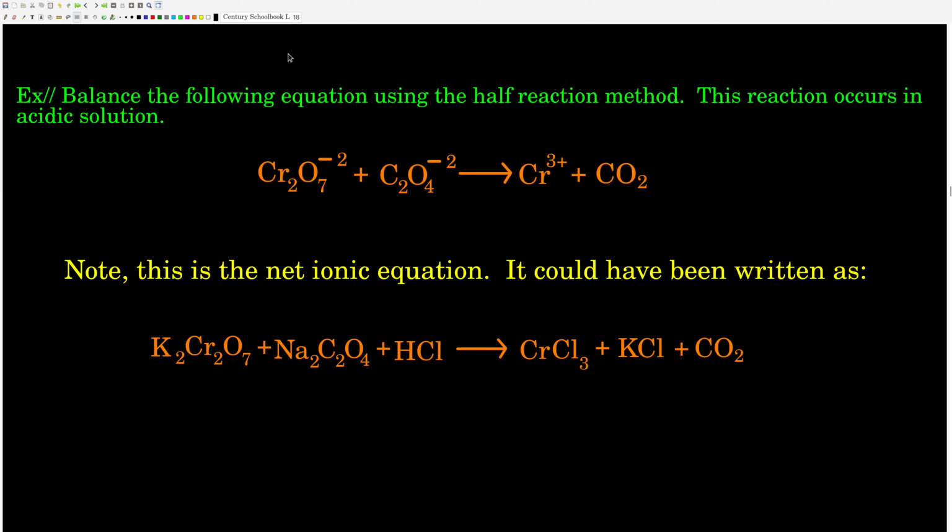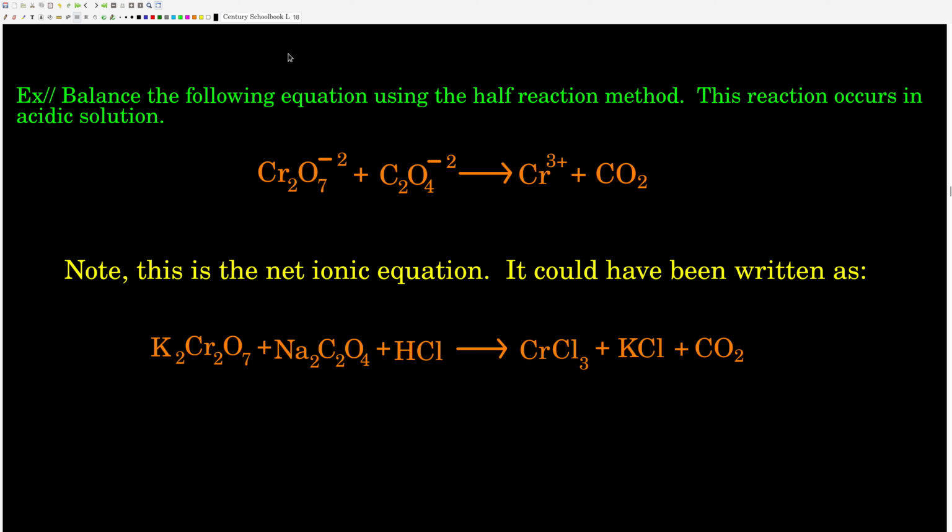So we want to balance this equation using the half reaction method. We're told that it occurs in acidic solution. Now, a couple things. This is a net ionic equation, and I recommend always starting with a net ionic equation when you're doing balancing redox reactions. It's so much easier and less messy.